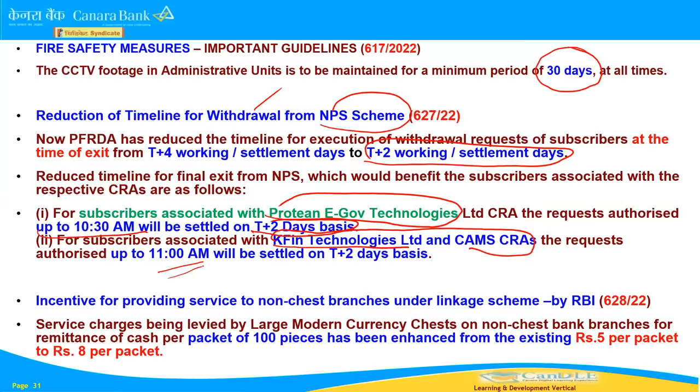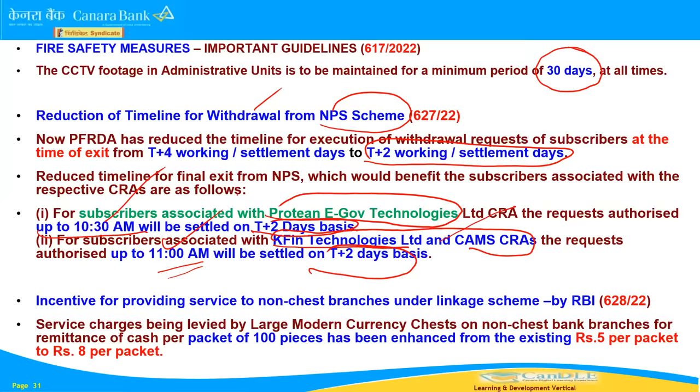Normally it is T plus 2 days as per PFRDA, but based on the company, the time is restricted. Protein e-Gov is 10:30. For the remaining companies it is up to 11 a.m. If you request within that time, within 2 days the NPS subscriber will get the amount back. This is the guideline.